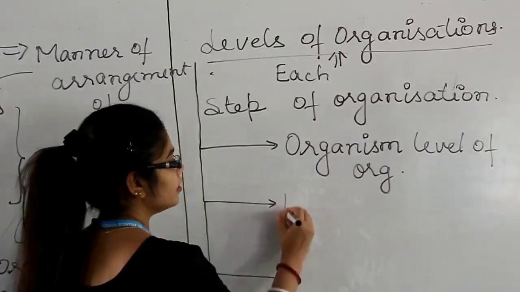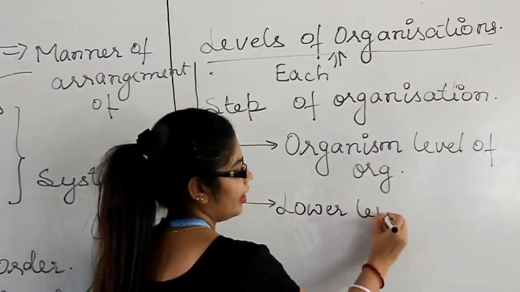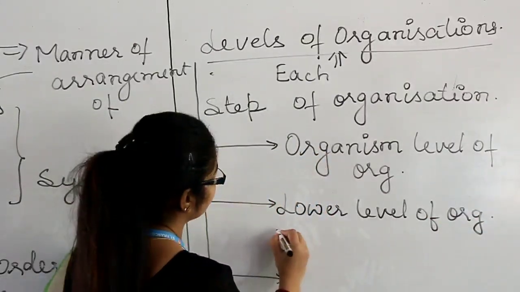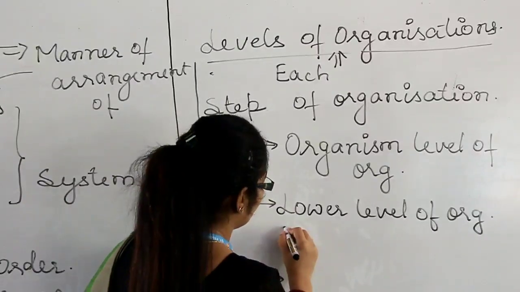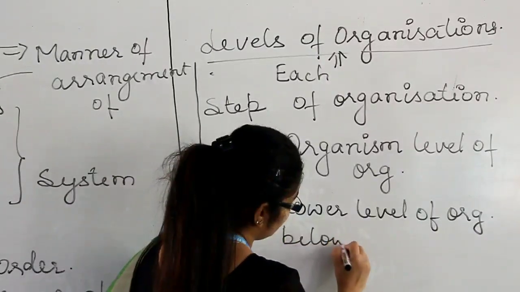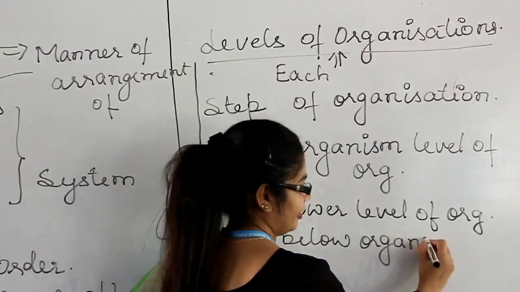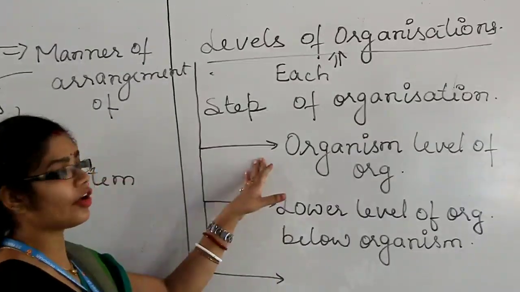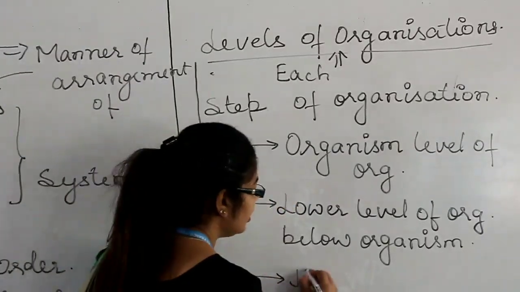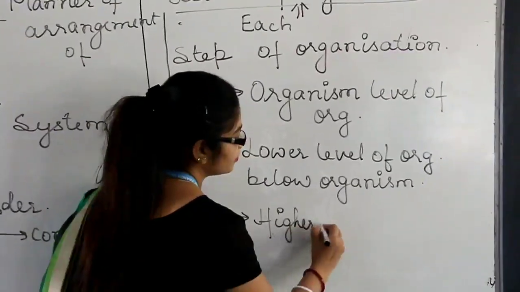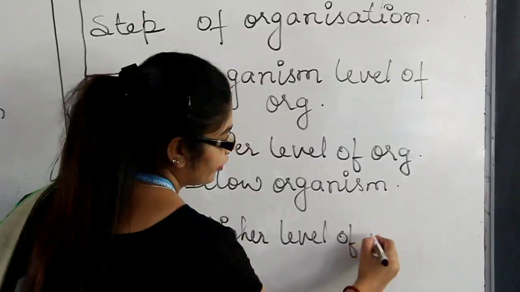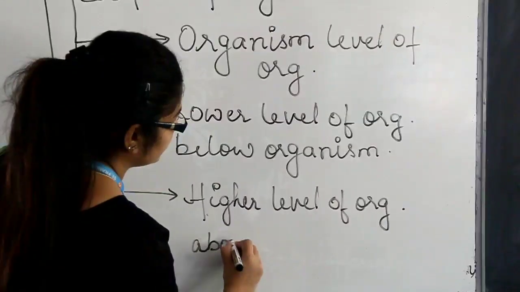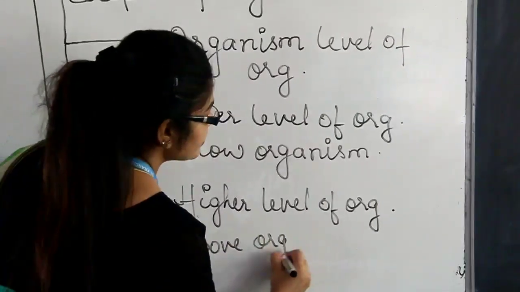Next, those levels which lie below the organism level of organization are called lower levels of organization, below the organism level. Next, those levels which lie above the organism level are called higher levels of organization, above the organism level.